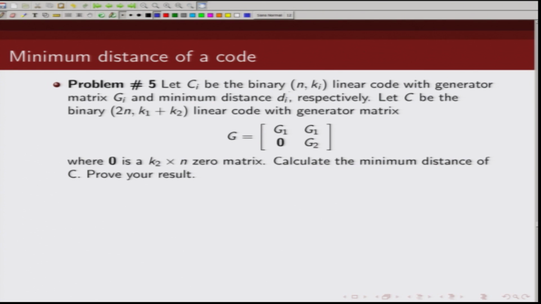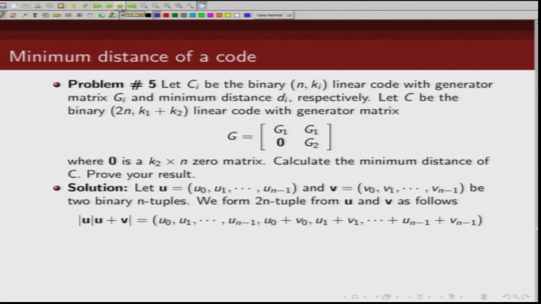Let Ci be a binary linear code with code parameters n, ki, with generator matrix Gi and minimum distance di. And let us consider a new binary linear code C of length 2n and message bit length k1 plus k2, whose generator matrix is given by this expression. Now, what is the minimum distance of this new code C?